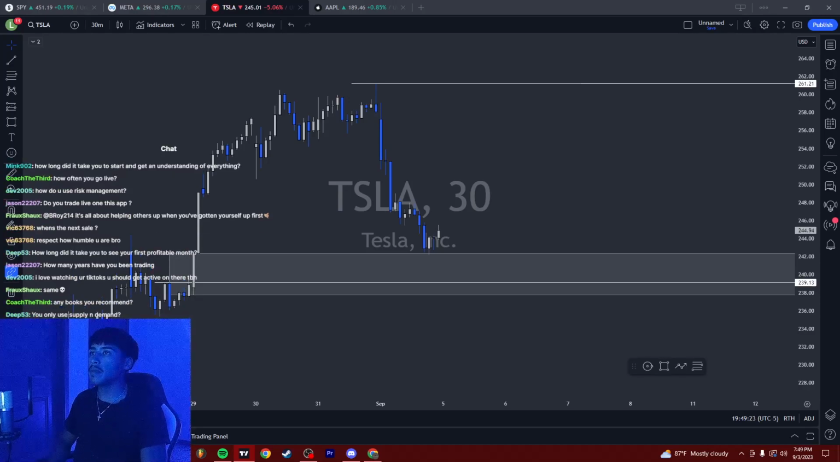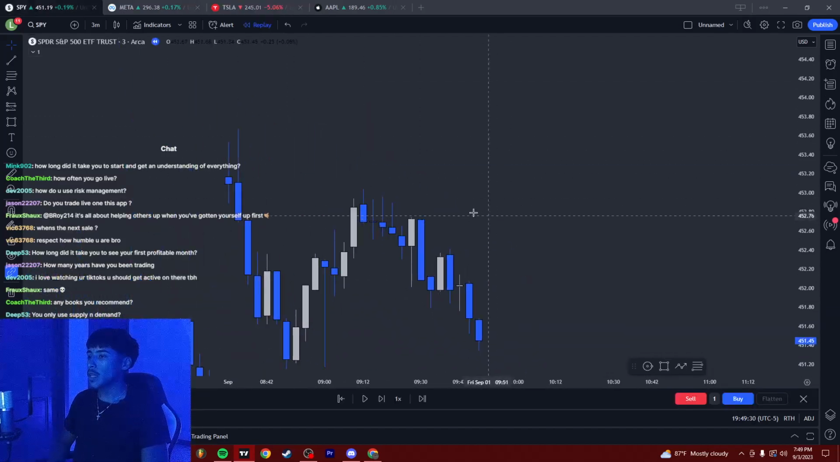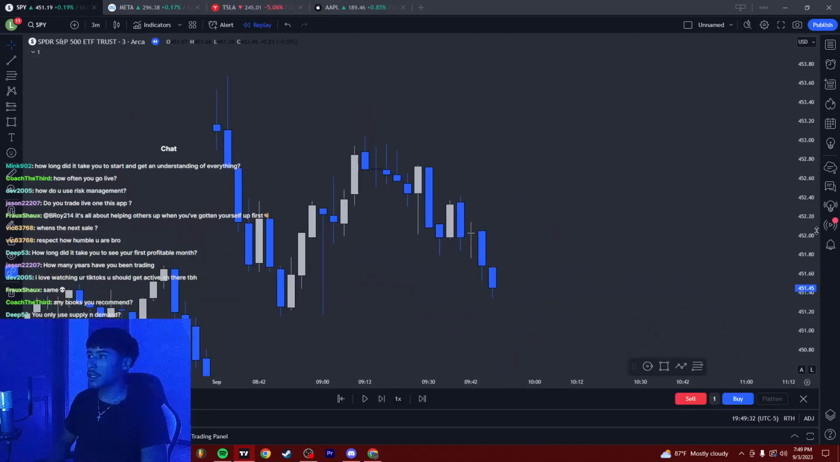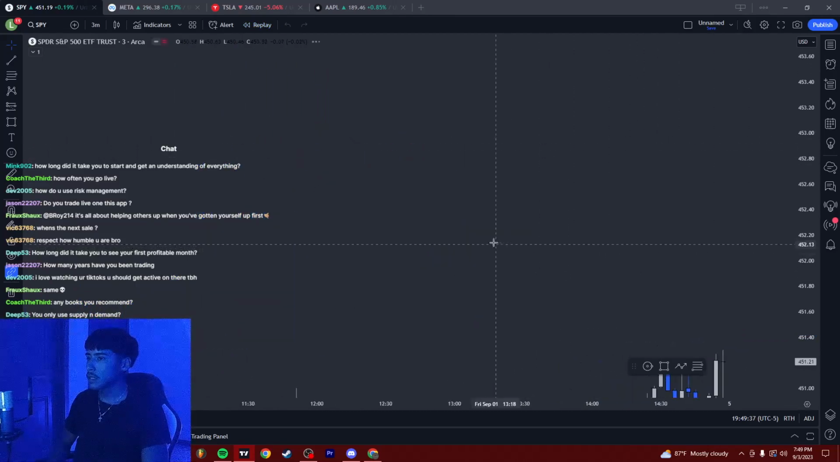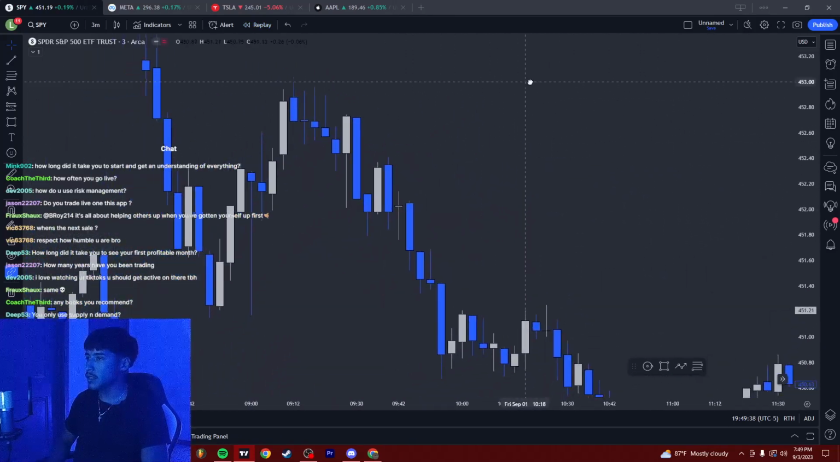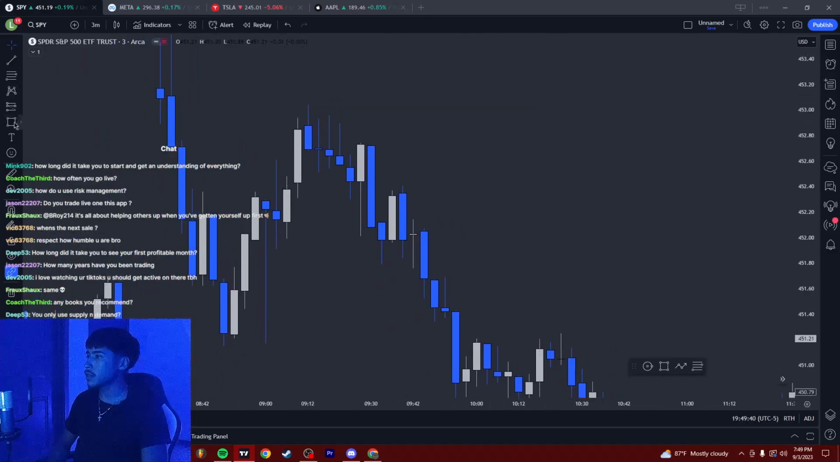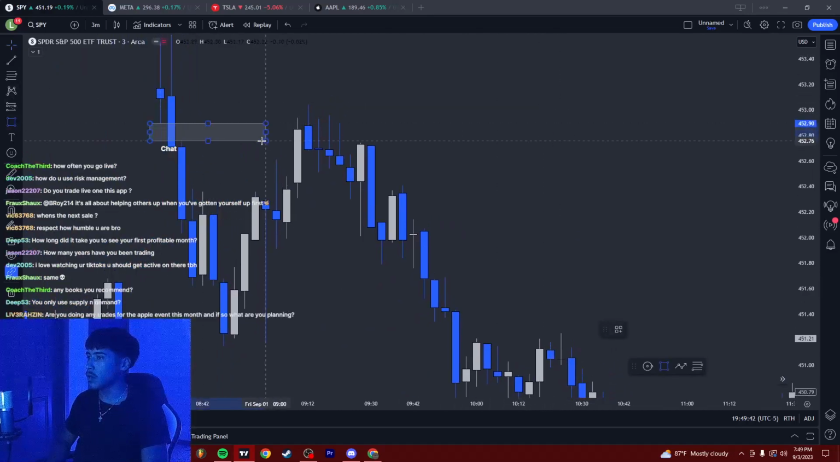You only use supply and demand? No. I use supply and demand. I use fair value gaps. And that's pretty much it. So like here on SPY, let me get out of this. On the 3 minute, you see a fair value gap here, right? You could also see it on the 1 minute if I zoom out.